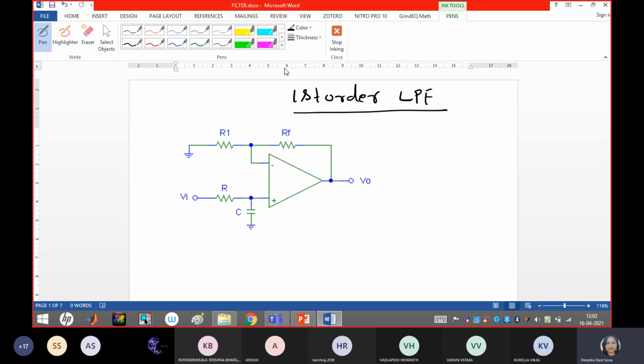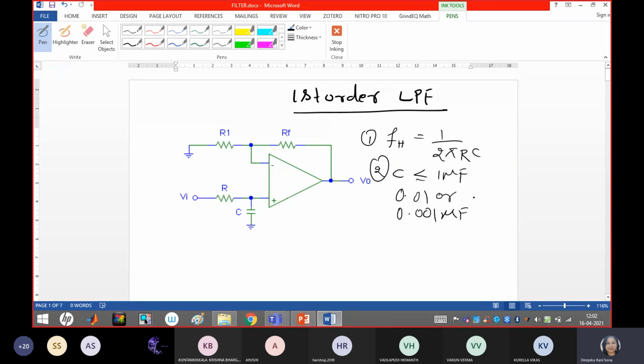First, we have to choose the cutoff frequency FH. Because what is the formula for FH? FH equal to 1 by 2 pi RC. So if any two data are given from this equation, the other one can be easily calculated. The second step is selection of the capacitance value, which is always less than or equal to 1 microfarad, but basically we take 0.01 or 0.001 microfarad.